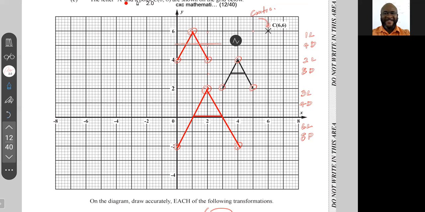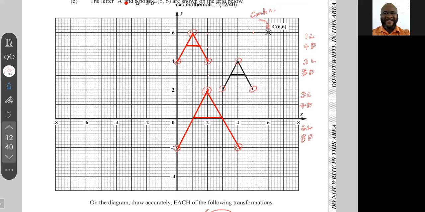That's the new position of A if A is translated 3 units to the left and 2 units up. So those are the images of the letter A after an enlargement and after a translation.